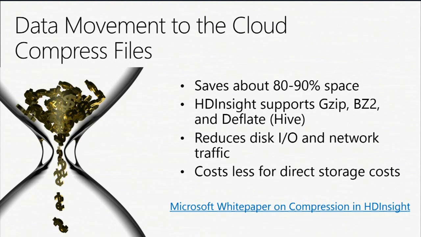HD Insight supports gzip, BZ2, Hive's deflate, as well as you're going to reduce your disk I/O and network traffic. So obviously, if we're trying to load data and acquire it up into the cloud as quickly as possible, the less we have to move, the better. So if we can compress it on the way in, the other nice thing is many of the tools in the Hadoop ecosystem can read compressed files. So if you have a zip file or a BZ2 file or something like that up in the cloud, we don't necessarily have to unpack that and store it somewhere. We can just read directly into that compressed file, which I think is very cool. Of course, it's going to cost less for direct storage costs.